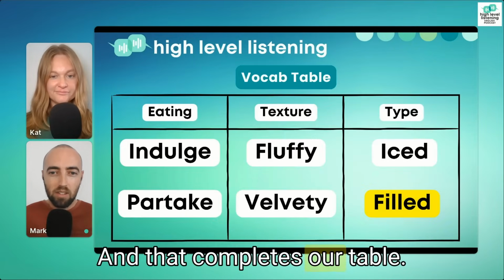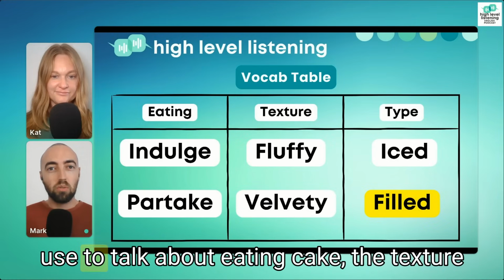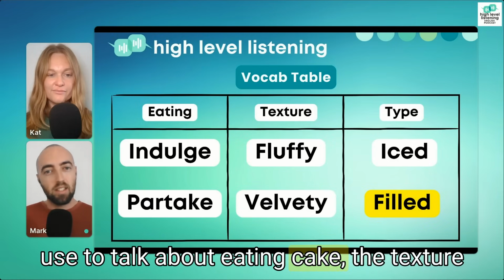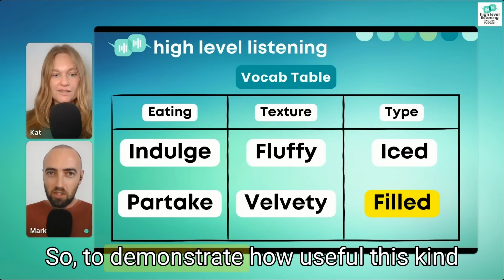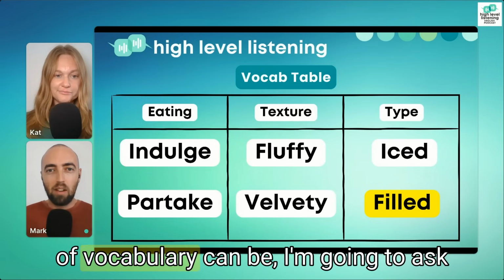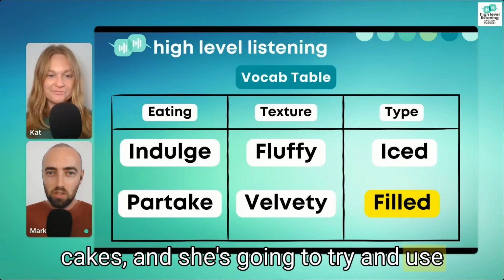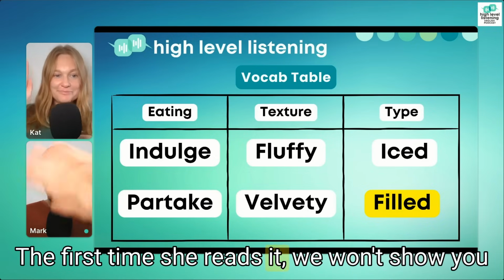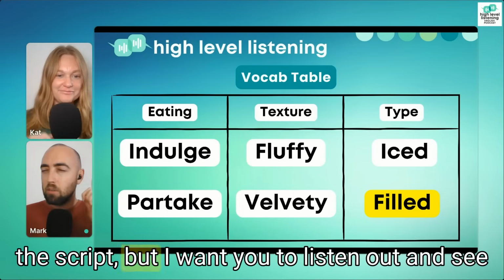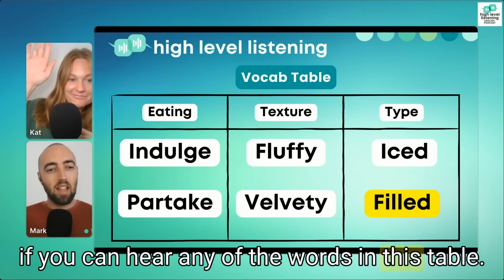And that completes our table. We've got 6 great high band words you can use to talk about eating cake, the texture of cake, and now the types of cake as well. So, to demonstrate how useful this kind of vocabulary can be, I'm going to ask Kat 3 IELTS speaking questions about cakes, and she's going to try and use some of this vocabulary in her answers. The first time she reads it, we won't show you the script, but I want you to listen out and see if you can hear any of the words in this table.